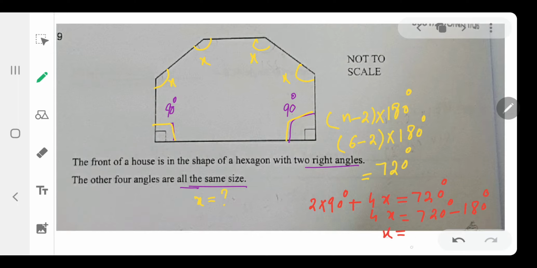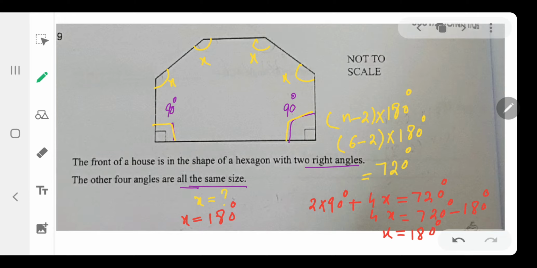After simple calculation, we can find the value of x, which is equal to 135 degrees, right. It means that each angle is 135 degrees. The value of this angle x is 135 degrees.